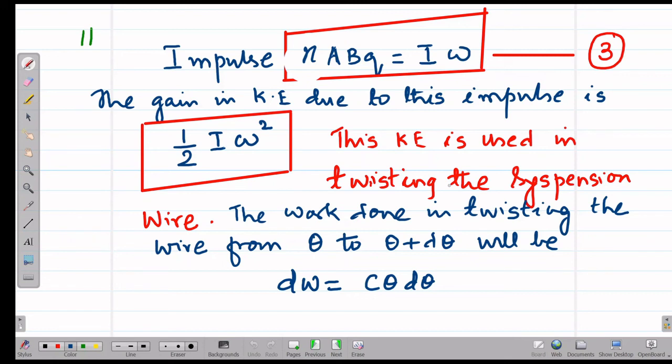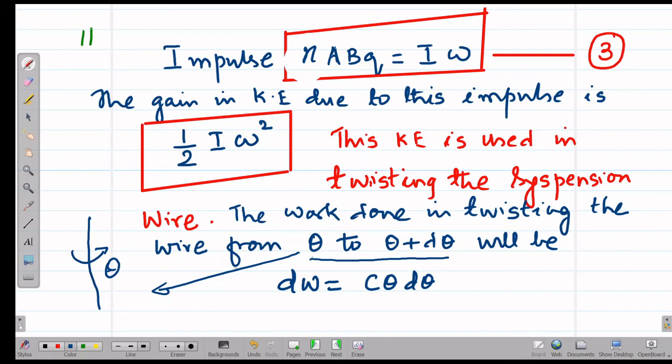We can calculate the work done in twisting the coil. If the coil turns from an angle theta to an angle theta plus d theta, this theta is not the angle made by the normal to the plane with respect to the field. Please don't get confused. This theta is, you are having this wire and the wire is turning by an angle theta. I am using the same symbol theta, that's all. I could have used some other symbol, beta or something. So this is what you have to understand.